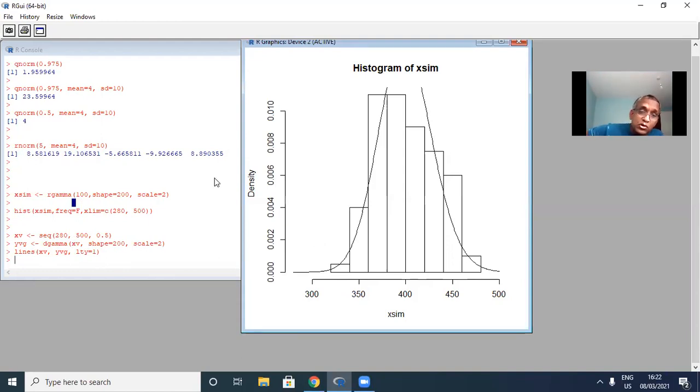So we have plotted on top of the histogram the density of a gamma distribution with the same parameters that we simulated from, that is 200 and 2. And we plotted the density on the same diagram. So as you can see, the density matches up with the histogram as it should, right? All right.